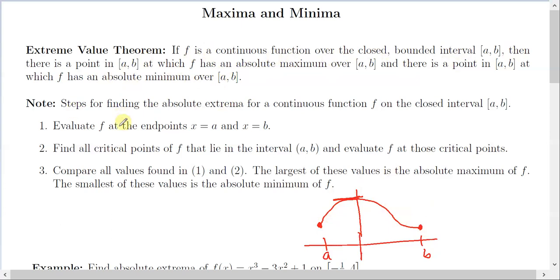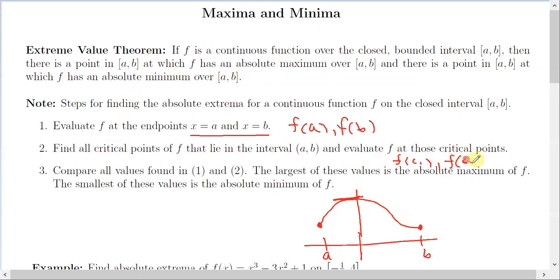And that's what this little set of steps says. All you have to do to find the max or min on a closed interval for a continuous function is evaluate the function at the endpoints. That's going to give you 2 y coordinates. Then you find all your critical points, going through that process of taking a derivative, setting it to 0, and figuring out where it does not exist. And however many you find, you evaluate your function at those. So maybe you got 2 or 3 of those.